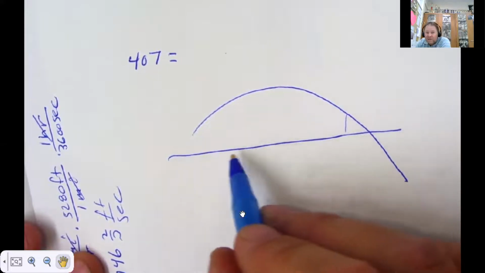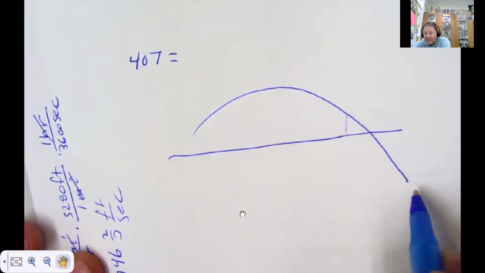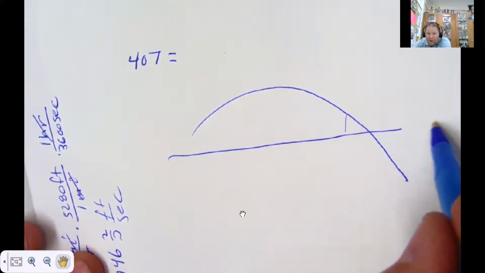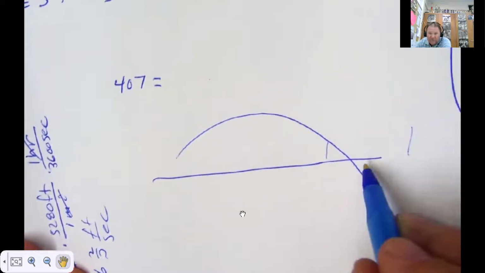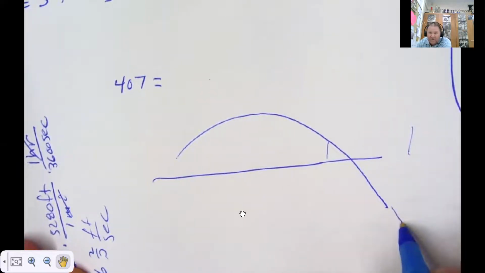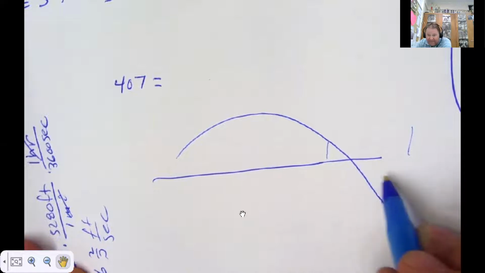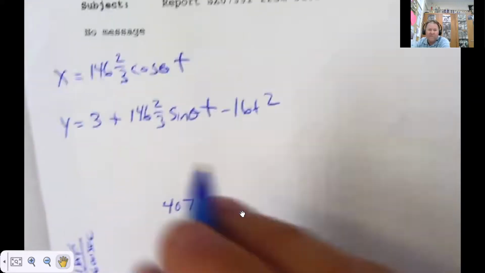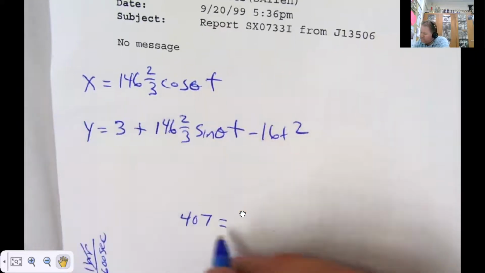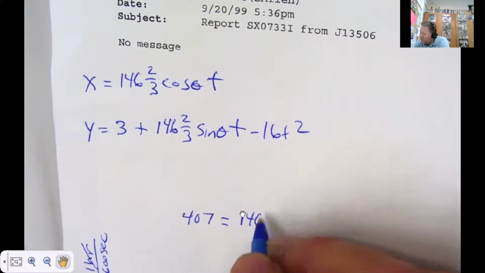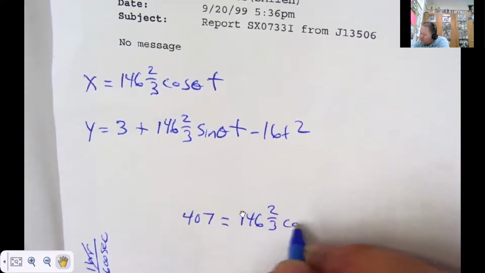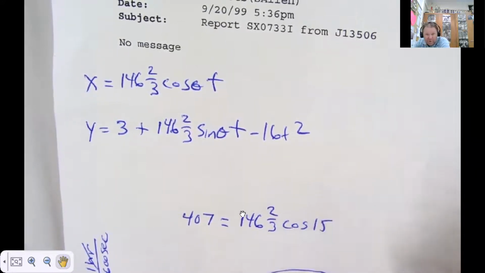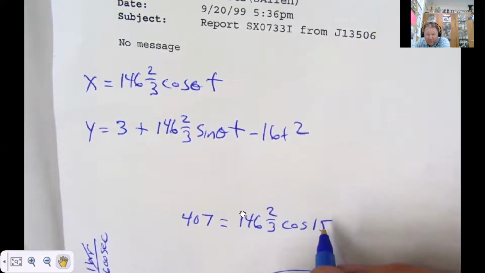But if the time it gets to 407 feet, the ball is here, then that means, here's the wall over here, that's 407 feet. And so I'm going to get some negative height, which means it didn't make it to the fence. So here's what I'm going to do. I'm going to set the length of the ball, 407, equal to 146 2/3 cosine. It says 15 degrees. Would it be a home run if it came off the bat at 15 degrees?